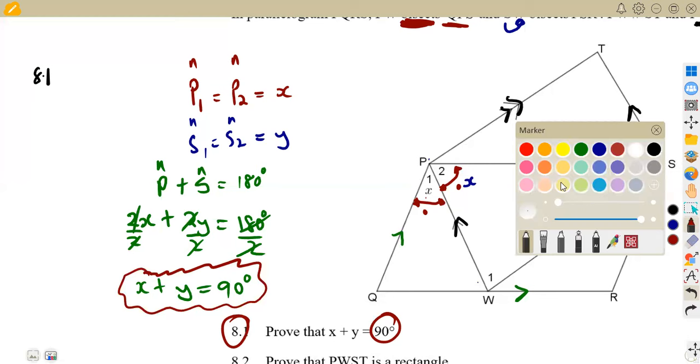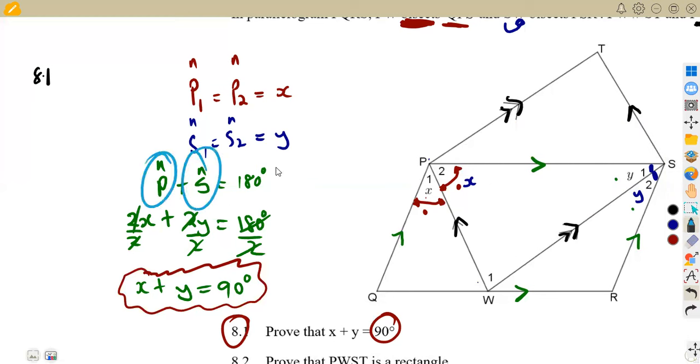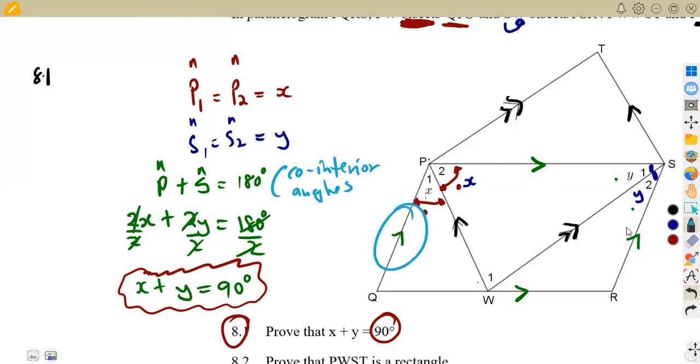So the reason here that we said P and S should give us 180 degrees is that it's from the co-interior angles. So remember, from the parallel lines concept, these are co-interior angles, right? We're talking about co-interior angles because the side PQ is parallel to SR, right? PQ is parallel to SR. So that's it. Then from there, you can just divide and so forth.